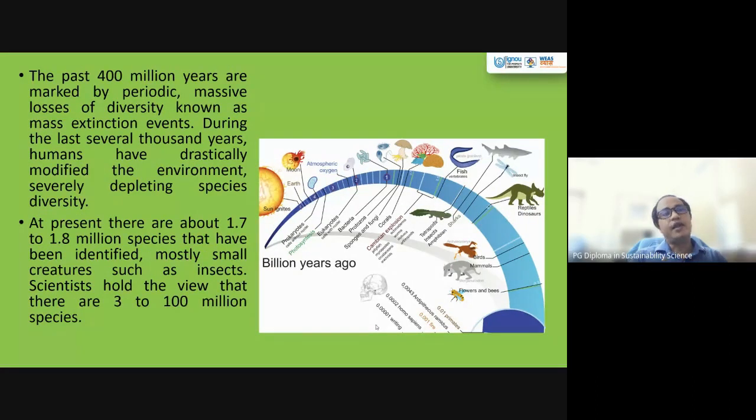So in around 400 million years, there were periodic massive losses of diversity known as mass extinction events. During the last 7,000 years, humans have drastically modified the planet. Before human interference or intervention, mass extinction happened because of the natural cycle, natural processes, right?